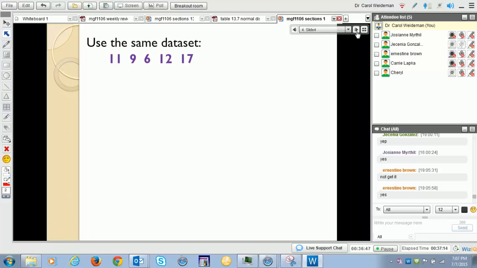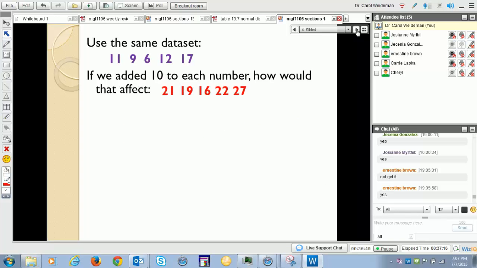Okay, using the same data set, let's just think for a minute. What if I added 10 to every number in this data set? How would that affect the mean? If I add 10 to every number in that data set, what do you think is going to happen to the mean? Remember, the original mean was 11. What happens if I add 10 to every number? How's the mean going to change? If you're not sure, you could calculate the mean over here. But actually, it increases, and it increases by that amount. It increases by 10 because I added 10 to every number.